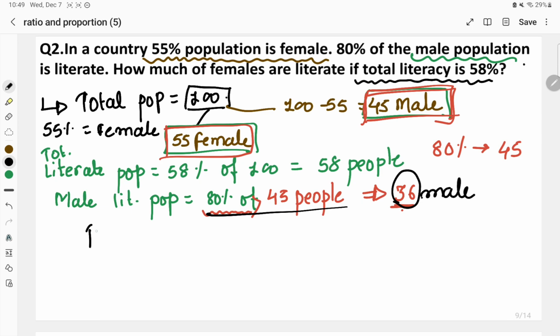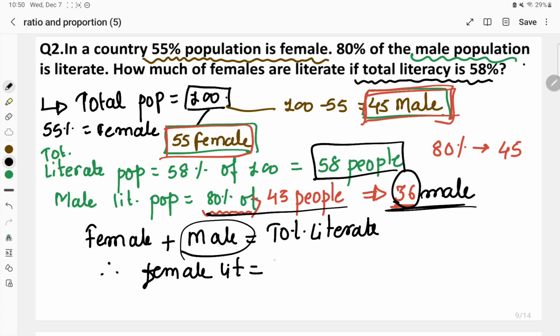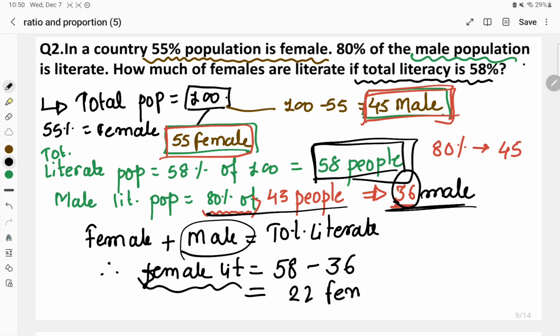Okay, now female plus male candidates who are literate, it means the total literate population. Am I right? From this we can calculate, since we know the male literate population is 36, we can calculate the female literate. How, ma'am? Look here. The female literate population will be the total population, that is 58 people are literate, including male as well as female. From this, if we subtract 36 of the male, we will get the female literate population. That is 22 females are literate.